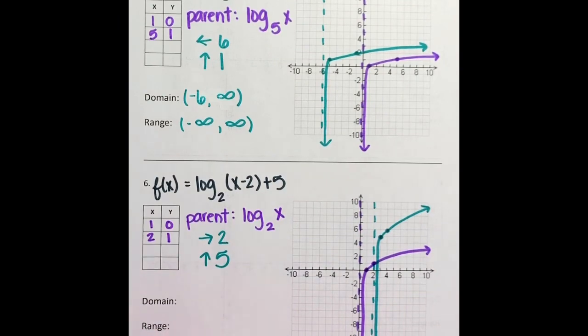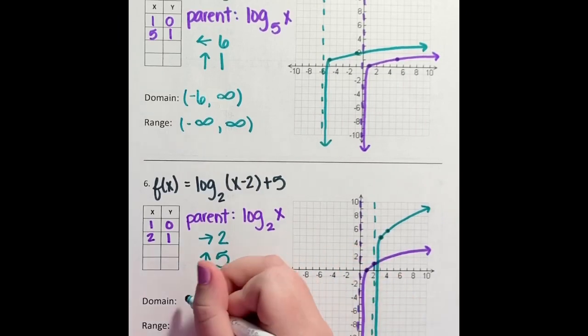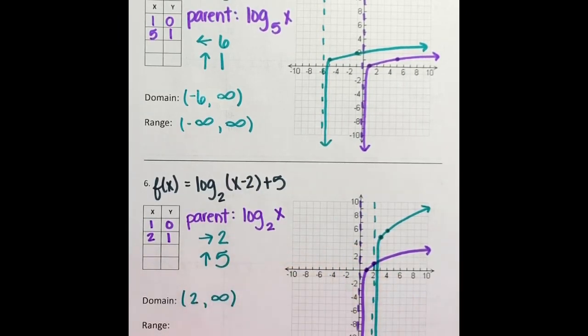The domain is going to be 2 to infinity. And range for logs will always be negative infinity to positive infinity. And just like graphing exponentials, that is as difficult as your logs will get. As long as you know what h and k do and you know the points to plug in for logs, you are good to go.